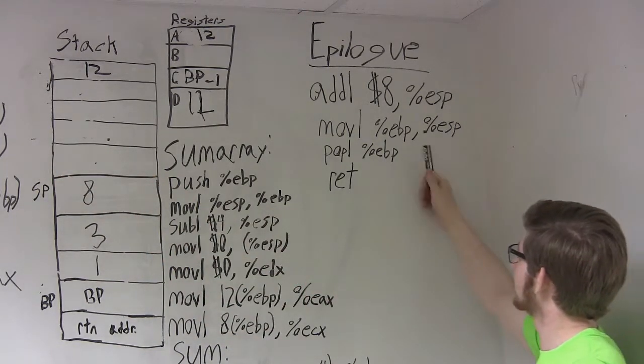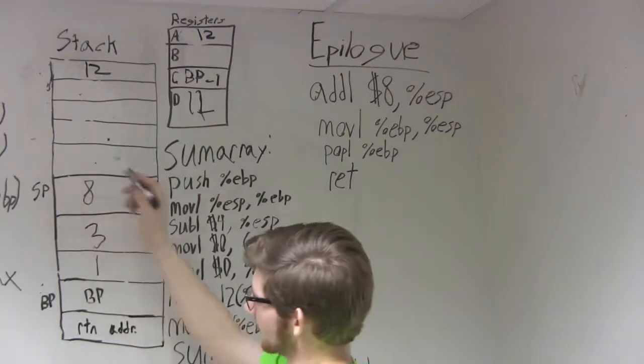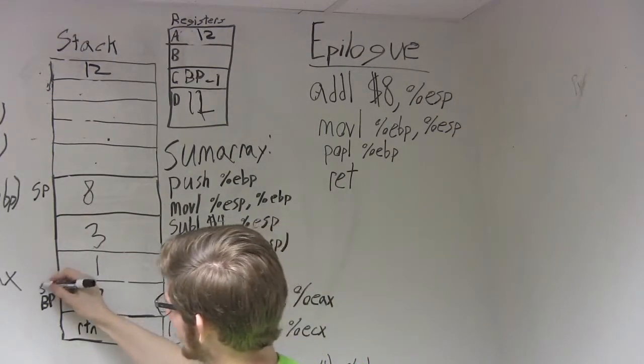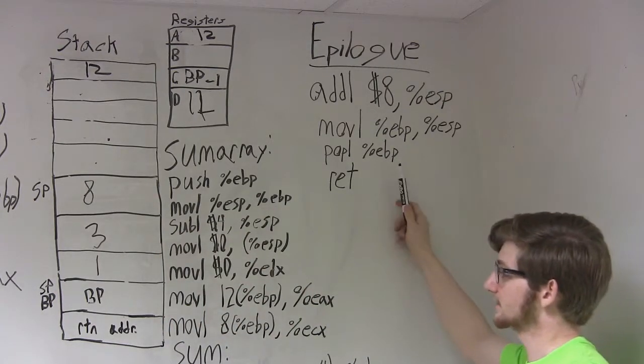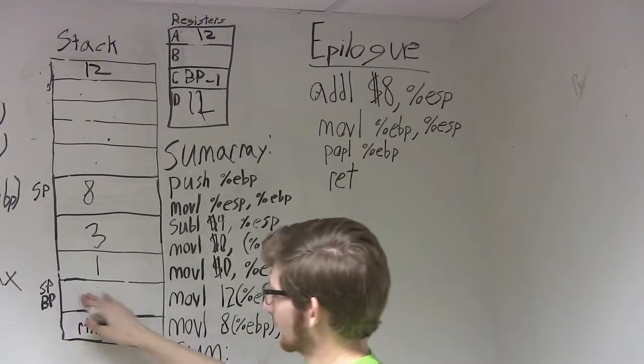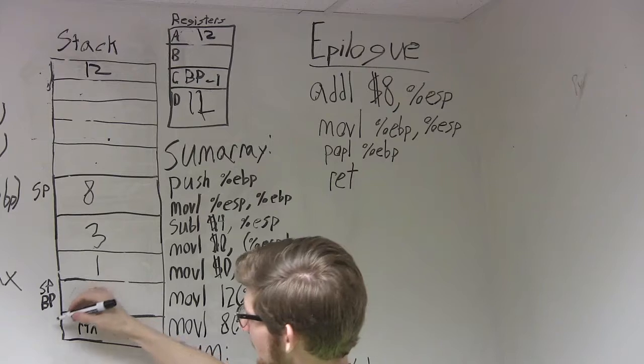We then move the base pointer to the stack pointer. By doing that, it basically takes the stack pointer and moves it to the bottom where the base pointer is. Then we pop the base pointer, incrementing the stack again to the return address of the my func.